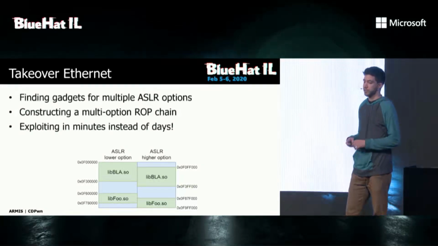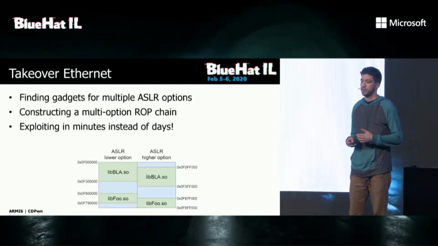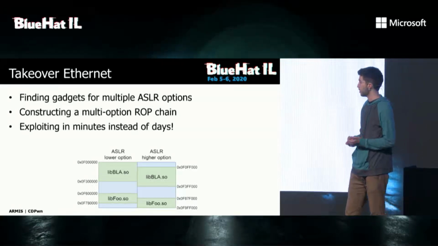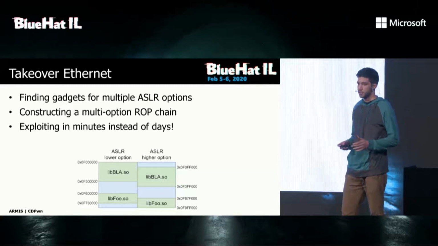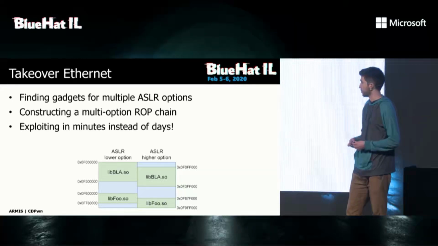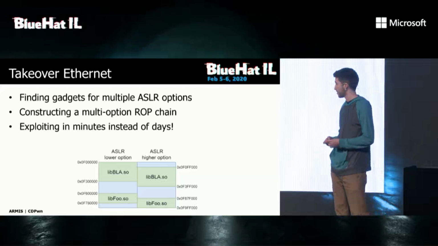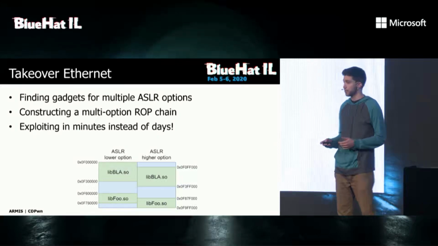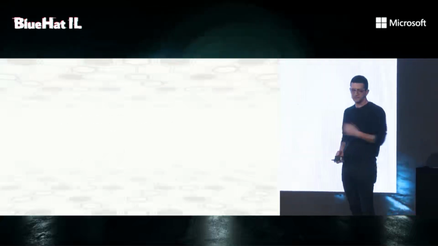So what we did is we used that to find multiple ASLR options and construct a multi-option ROP chain. So one attempt to take an exploit is going to work on multiple ASLR options, giving us the ability to exploit in minutes instead of days when trying all the possibilities. We're not going to elaborate about this right now because how we actually did it is fairly complicated, but we're going to release a white paper in the future explaining just how this works. Yeah, so we have a short video just showing how this was exploited on a Cisco Nexus switch.